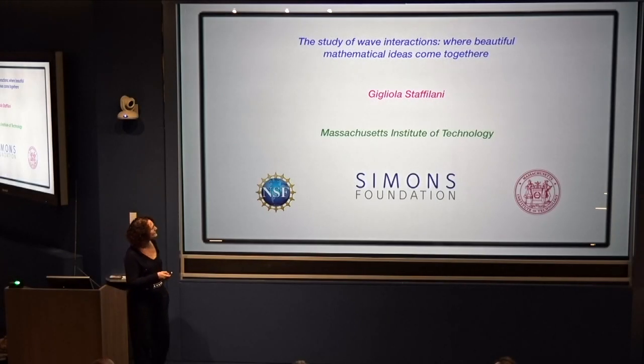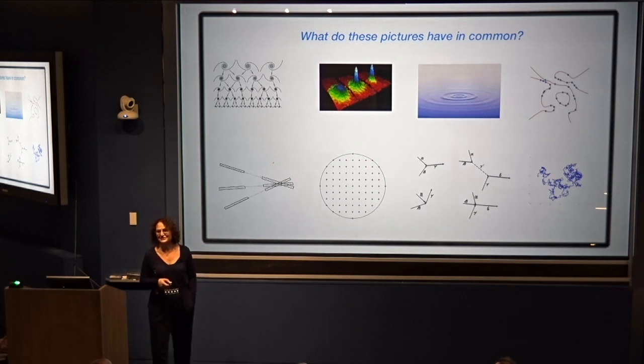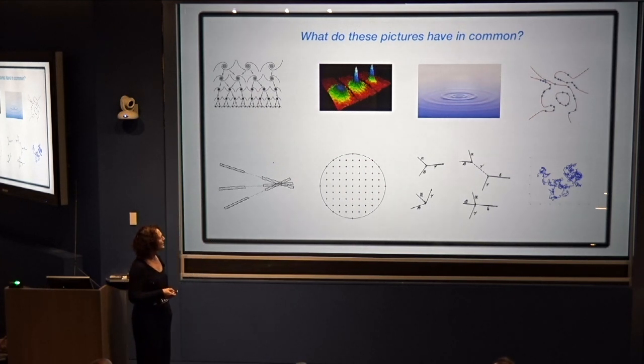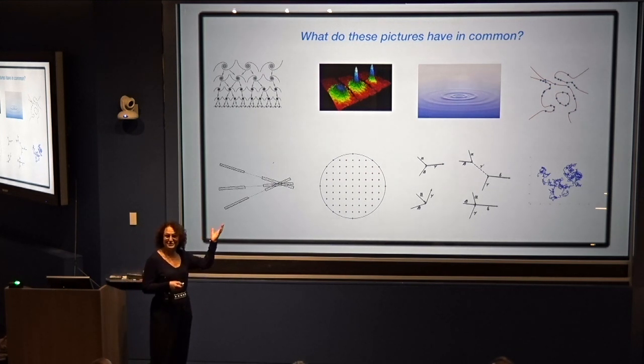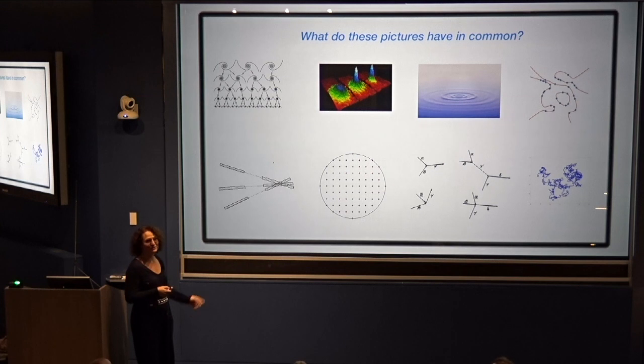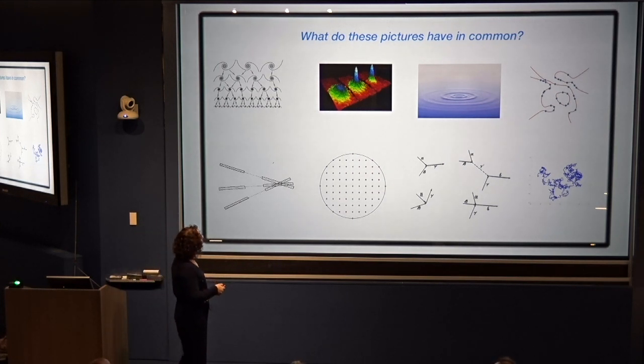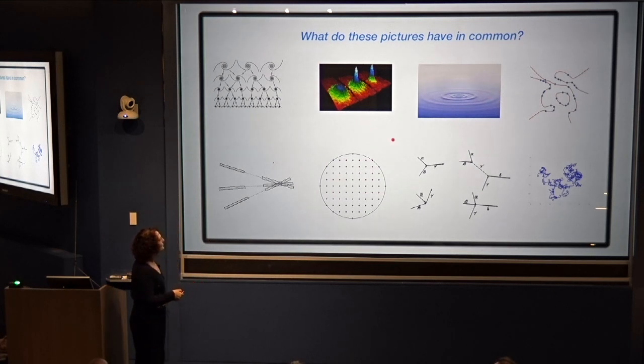So I'm going to start by showing a bunch of pictures. I think talks are more understandable if we give a picture instead of a lot of equations. And you will see a bunch of these pictures throughout the talk. And the reason why I put them together is because some of them are physical.